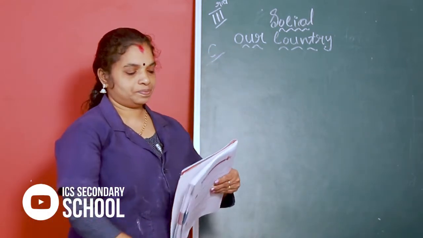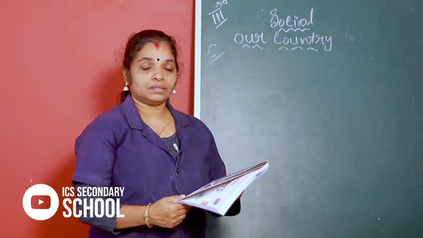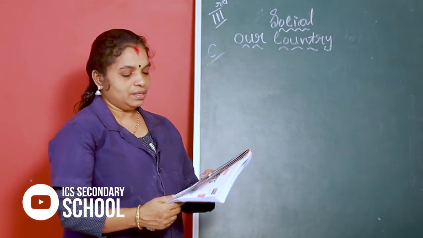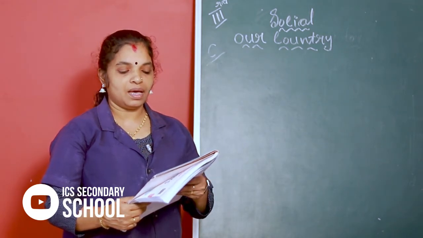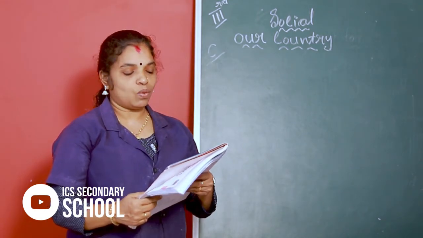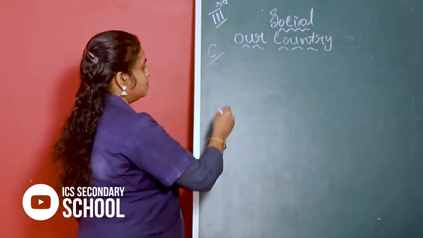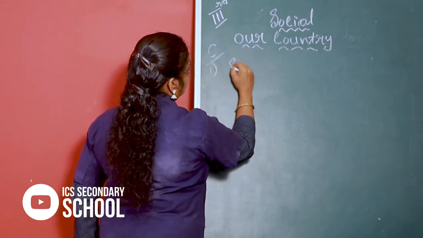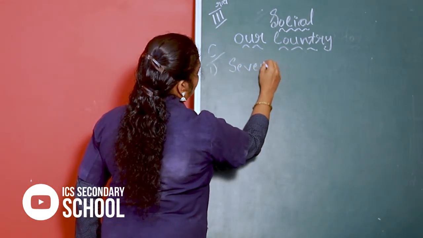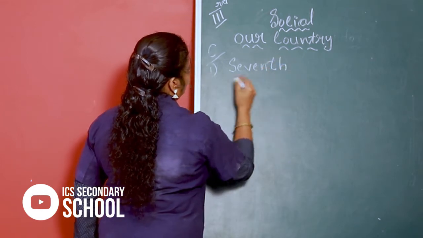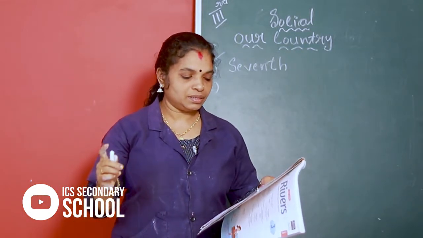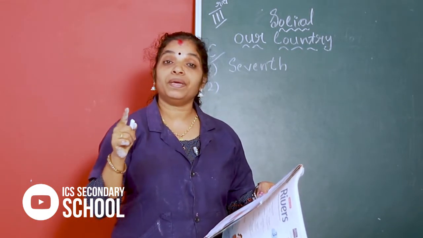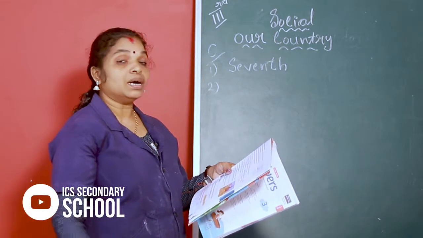C work. Fill in the blanks. India is the dash largest country in the world. India is the 7th largest country in the world. Number 2. Dash, the highest peak in India. Kanchenjunga.